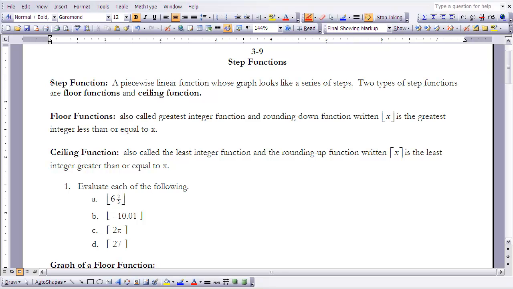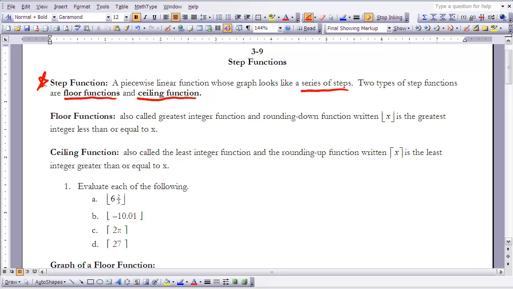First of all, let's define what a step function is. Here's our definition: it's a piecewise linear function whose graph looks like a series of steps. Two types of step functions are floor functions and ceiling functions. These are the ones that we're going to look at in this particular lesson.